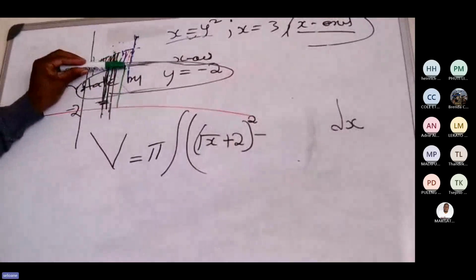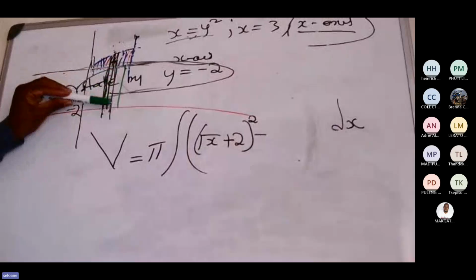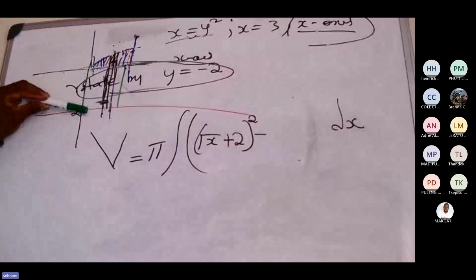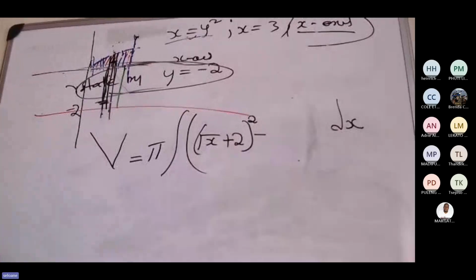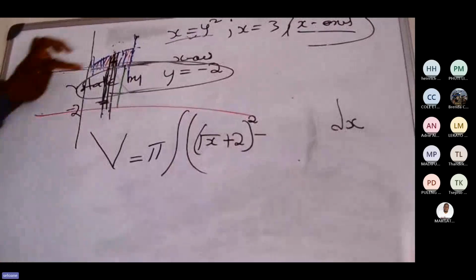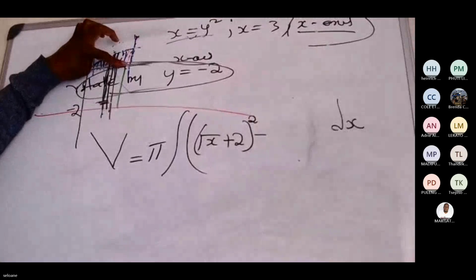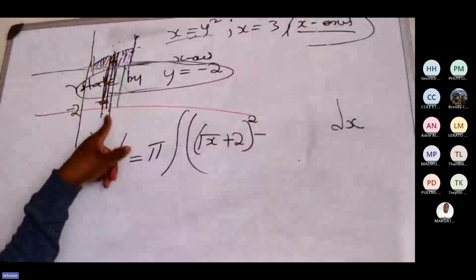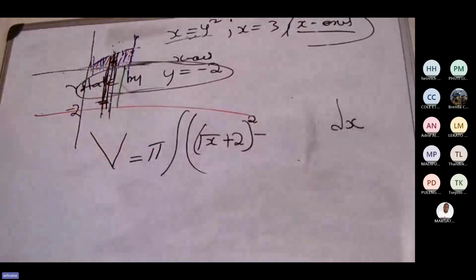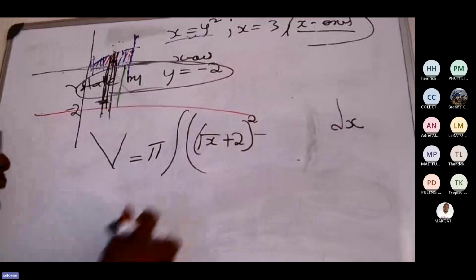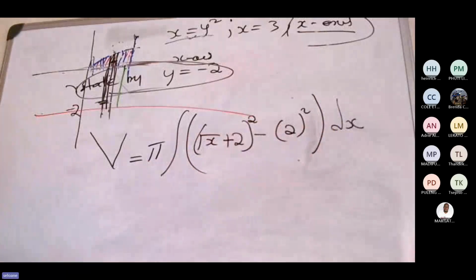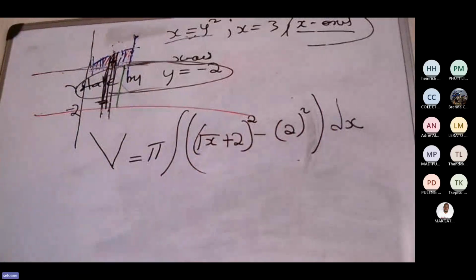It doesn't matter which is which. So it will be y here, which is 0, minus negative 2. Y here, which is 0, then it will be 0 minus negative 2. So which is how much? Which is just 2. But don't forget, you square it. Then from there, you remove the brackets and you integrate.